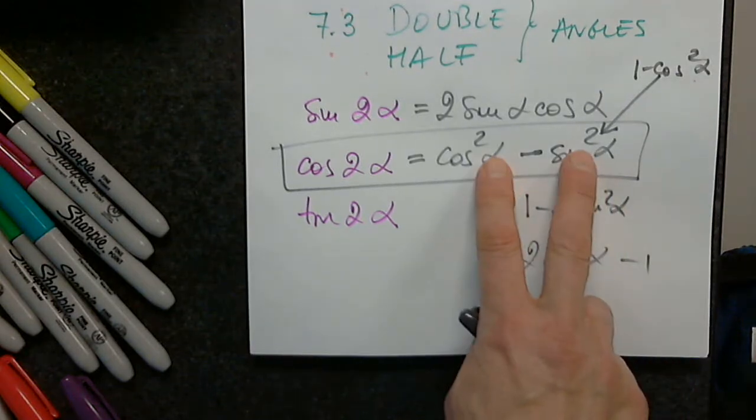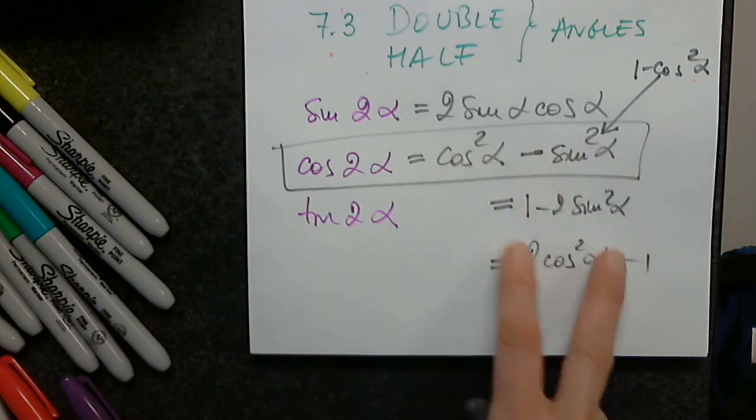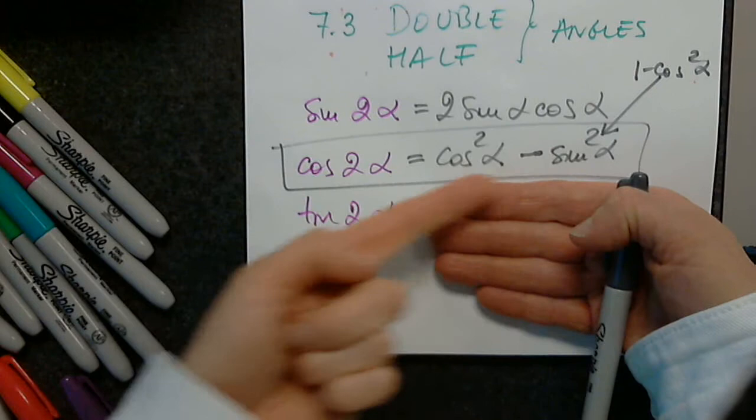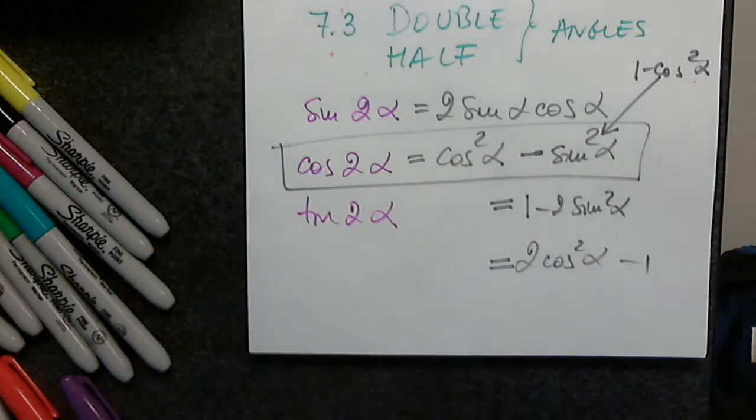So once I have this, I can determine this. Once I have this, I can determine this. So basically, this is the main one, and it depends on what you need. If you need to have it in sine squared, then you will say 1 minus 2 sine squared. If you need to have it in cosine squared, then you will say 2 cosine squared minus 1. Is that okay?